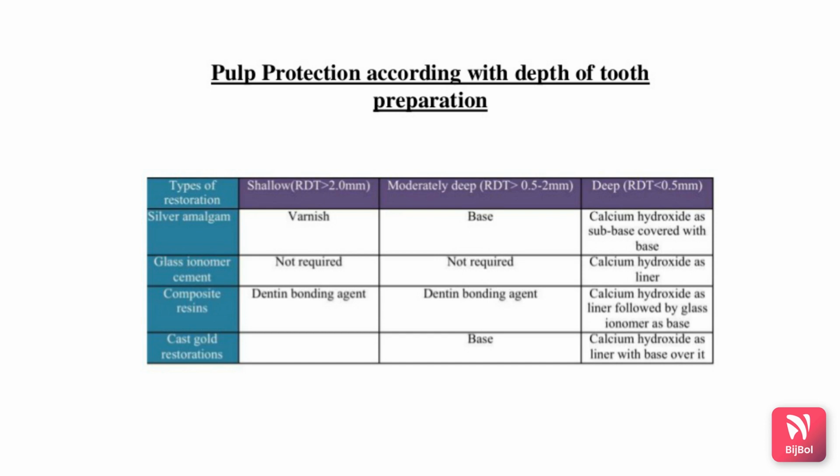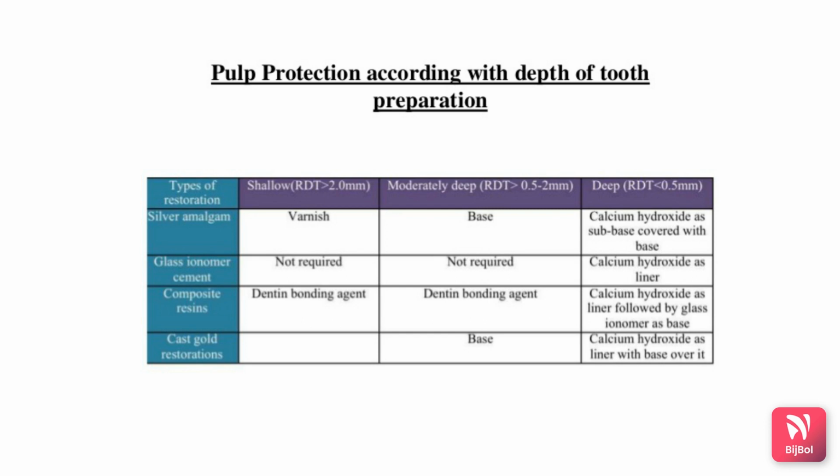Whereas in case of the cast restorations, for shallow preparations with more than 2 mm of RDT, only the luting cement is used to seal the interface. Whereas for the moderately deep restorations, a suitable base is applied at the deeper portion. For deep preparations close to the pulp, a calcium hydroxide liner covered with a suitable base is recommended.